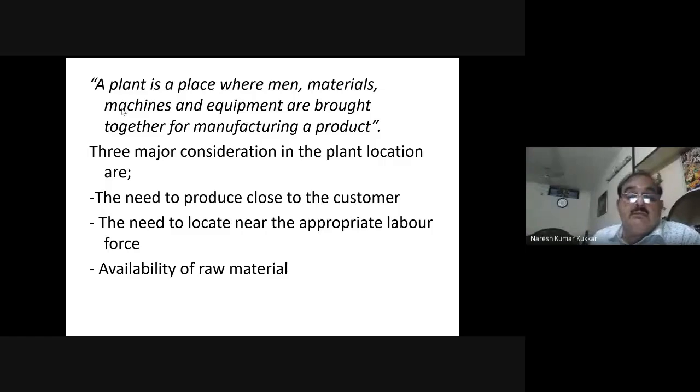So there are three things when choosing the location of an industry: closeness to the customer, closeness to the appropriate labor force, and availability of raw material. Everything will not be available, but if two or even one is available, that can also work, depending upon the type of industry and the requirement of the industry.